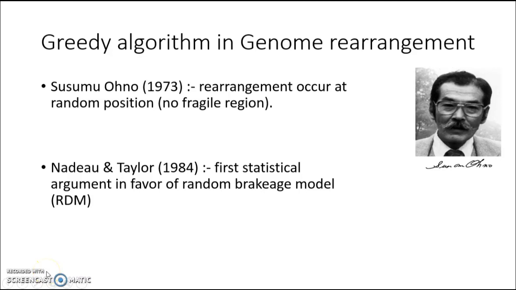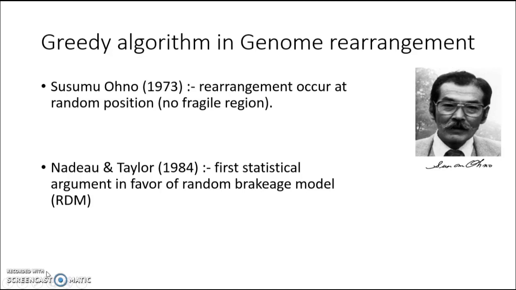Now let us talk about the greedy algorithm in genome rearrangement. In 1973, Susumu Ohno said that rearrangement occurs at random positions, that is, there is no fragile region. As we know, these rearrangements occur very rarely, so they must not happen in a coding region or a region which has some functionality. That is, there has to be no fragile region.